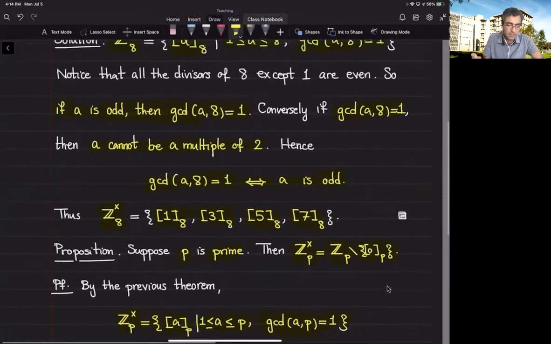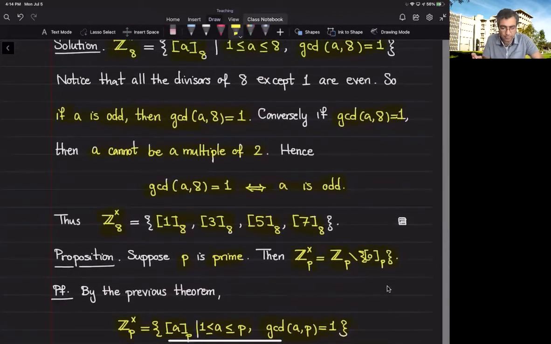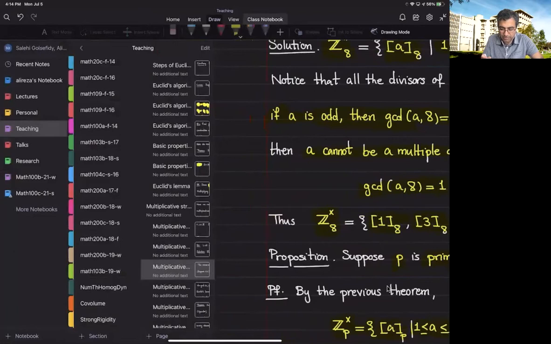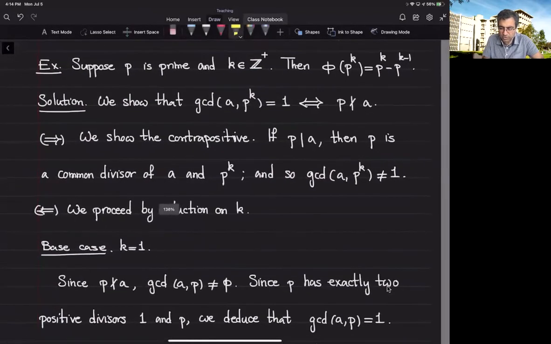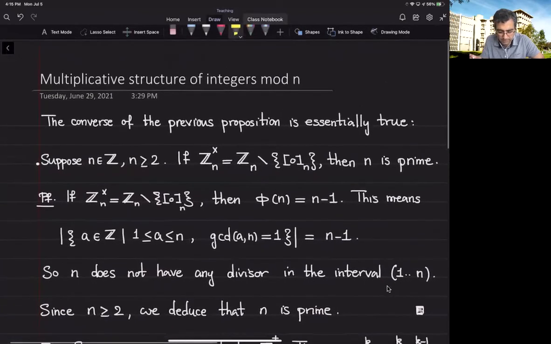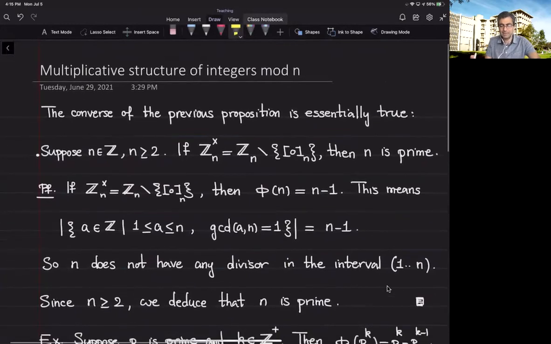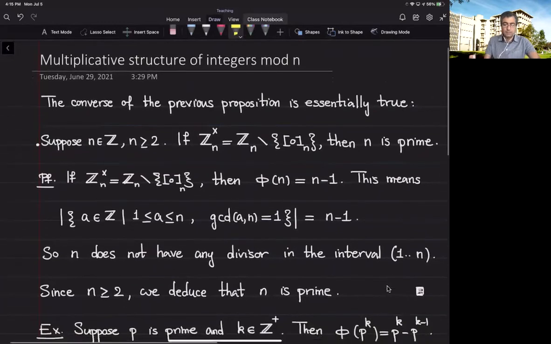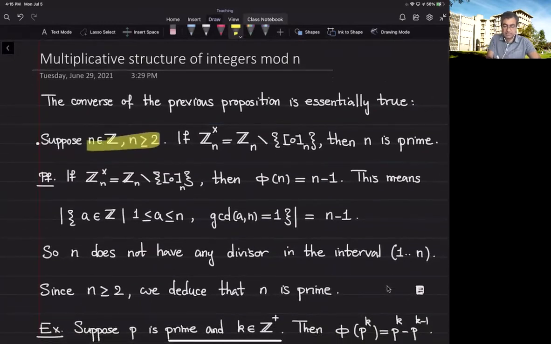That's an interesting property of integers modulo a prime number. Now let's try to understand Euler phi function of powers of primes. Let's start with observing what it is for primes and the converse. So suppose n is an integer that is at least 2, then we cannot have this property that the set of units is everything except zero unless n is prime.